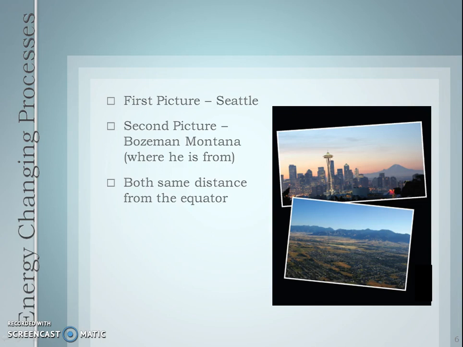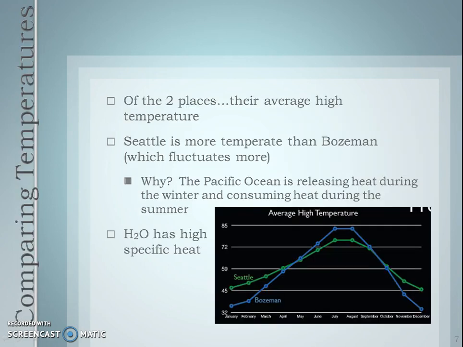These are my notes. He first compared Seattle to Bozeman, and that's where these Bozeman Science video titles come from, because that's where he is actually from. They're both the same distance from the equator, but he wanted you to pay attention to the average high temperatures in those two places. And of course, he said that Seattle is more temperate, where Bozeman fluctuates more. It has a bigger difference in temperatures, and that's because of the Pacific Ocean releasing heat during the winter months and consuming heat during the summer months.